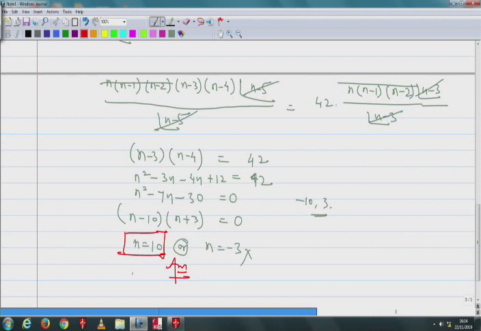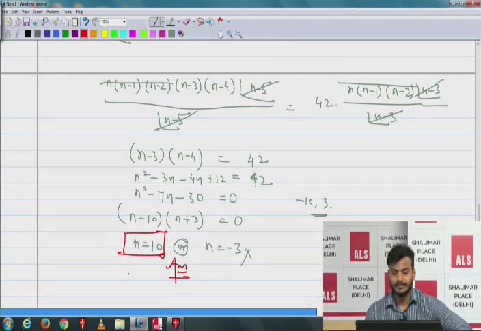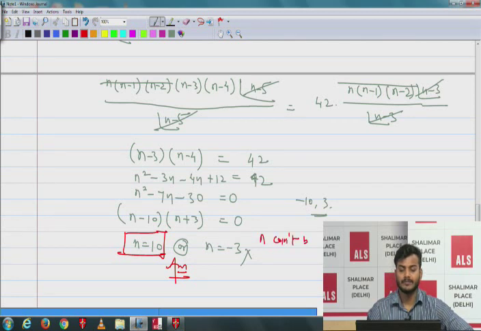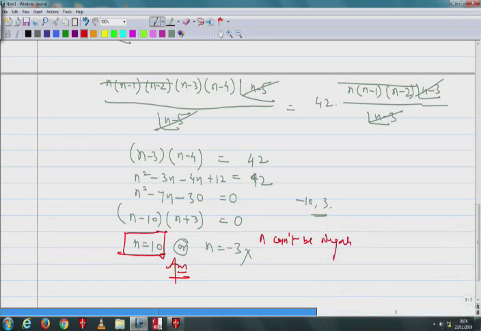Tell me if any doubt. n equals 10 is the correct answer. n cannot be negative. Very good, very good. So can you do the second part?